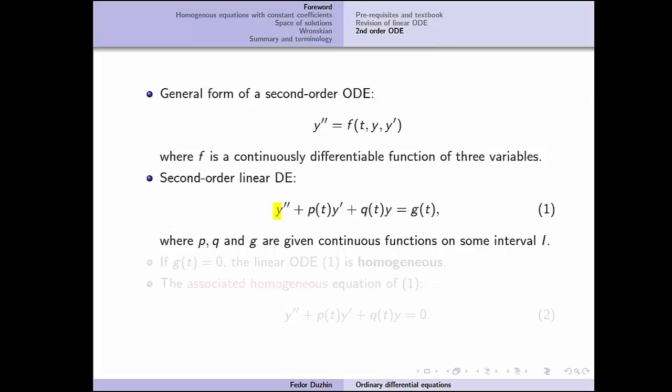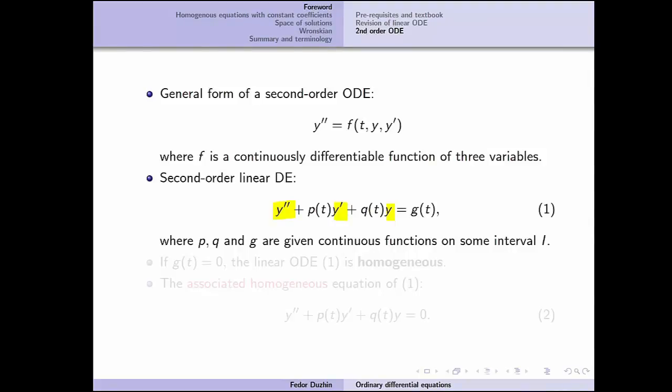So a linear second-order differential equation must be linear in the derivatives of the unknown function, right? So it is a linear expression in y prime and y double prime. But it may be a nonlinear expression in terms of t, the independent variable.